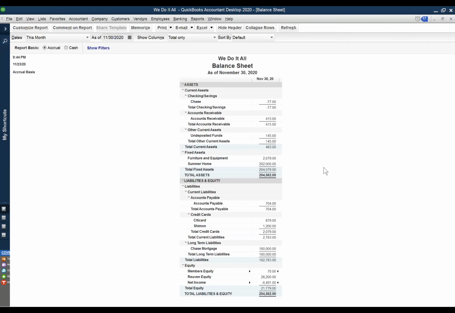So instead of members' equity, I should just take it out of members, because members is used for previous profits and losses, not for contributions. So I put it into Reuven equity. Yeah. Probably next class, I'll tell everyone to put it in opening equity. Save and close.